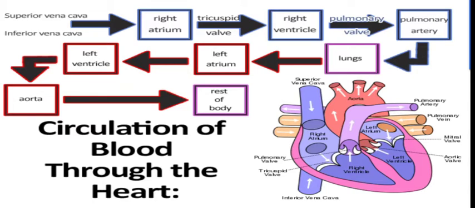Then from the right atrium, you go through a valve called the tricuspid valve. Tricuspid, three cups. And from there, it goes to the right ventricle. So now we did the right side of the heart. Now you go to the pulmonary valve.